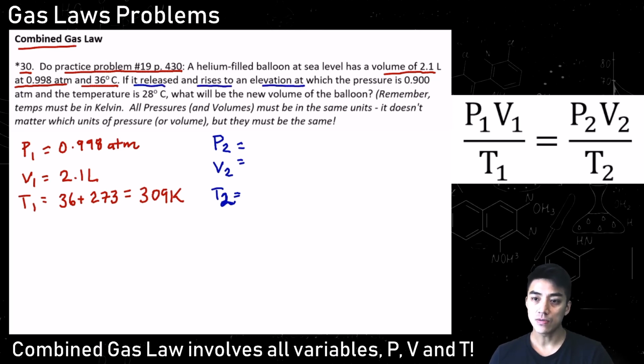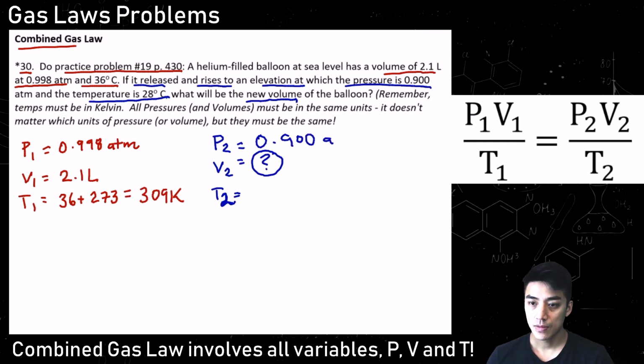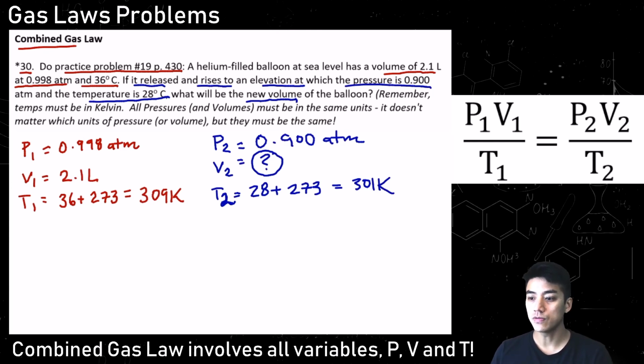So if it's released and it rises to an elevation at which the pressure is 0.9 atmospheres and the temperature is 28 degrees Celsius, what's the new volume of this balloon? Because it's asking what's the new volume, I know right away we're supposed to solve for V2. So for our P2, it's going to be 0.9 atmospheres, and our T2 is 28 plus 273, because we want to get that into Kelvin. So it's going to be 301 Kelvin. That's what we're going to plug in once we get to the equation.